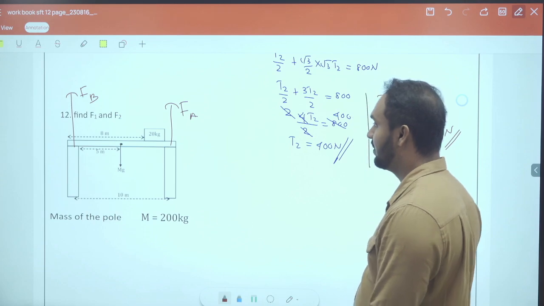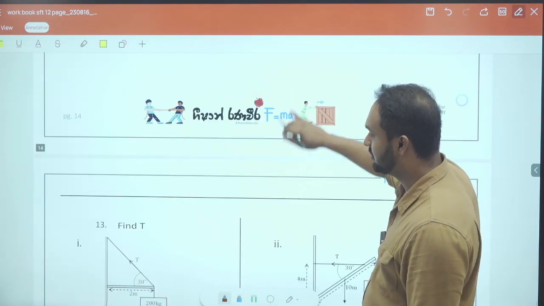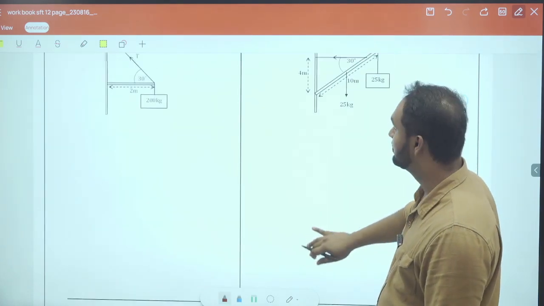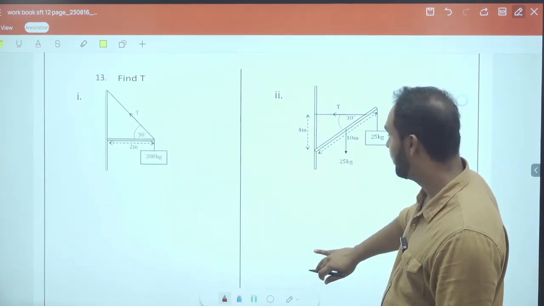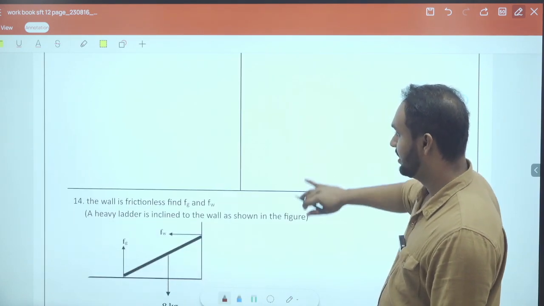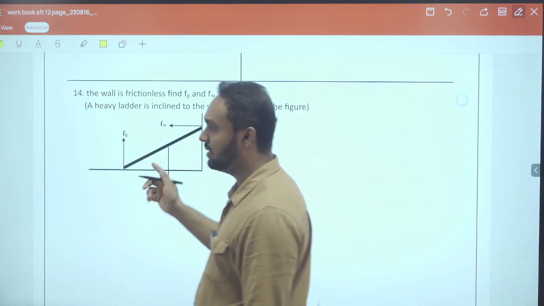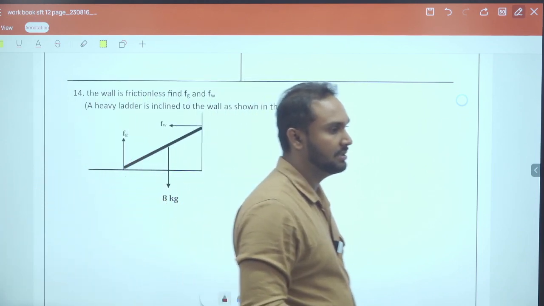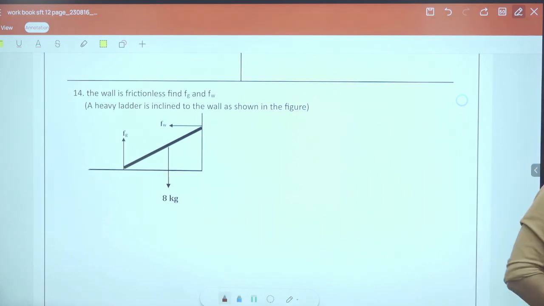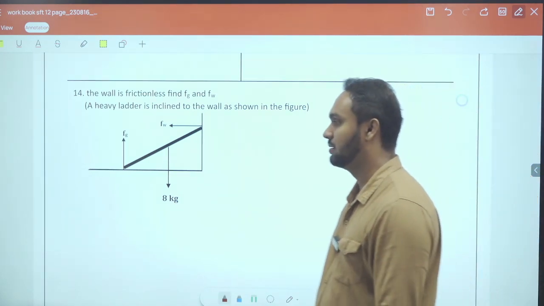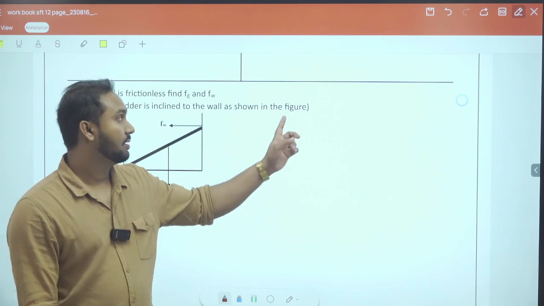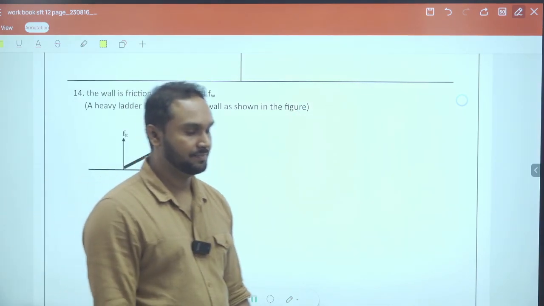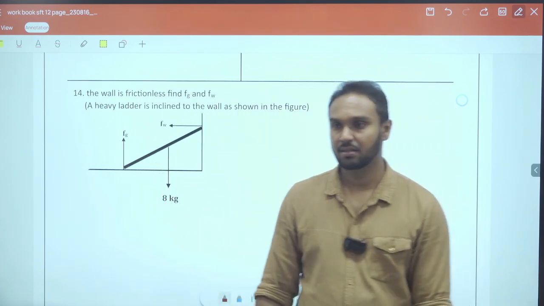Send me the question. Now listen, next question, this one also may become homework. Yeah, these two, 13, 1 and 2, homework. Then the question number 14, this is also homework. Make a diagram. Friction between the ground and the ladder. Friction coefficient between the ground and the ladder.